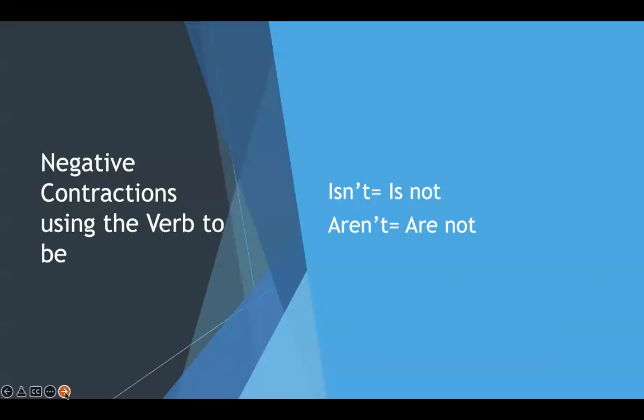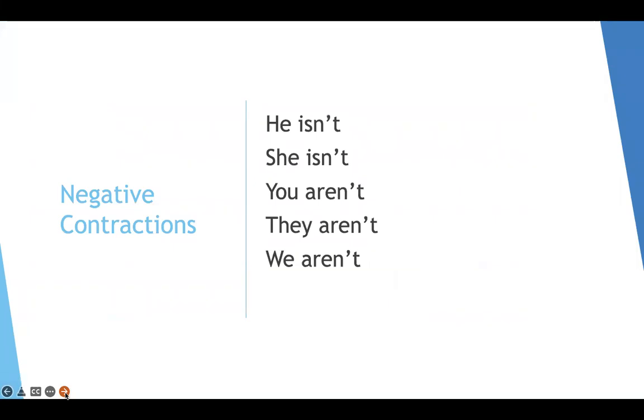All right, and now we also have negative contractions using the verb to be. So instead of saying is not, we can say isn't. And instead of saying are not, we can say aren't. He isn't, she isn't, you aren't, they aren't, we aren't. I'll read those all one more time. He isn't, she isn't, you aren't, they aren't, we aren't.